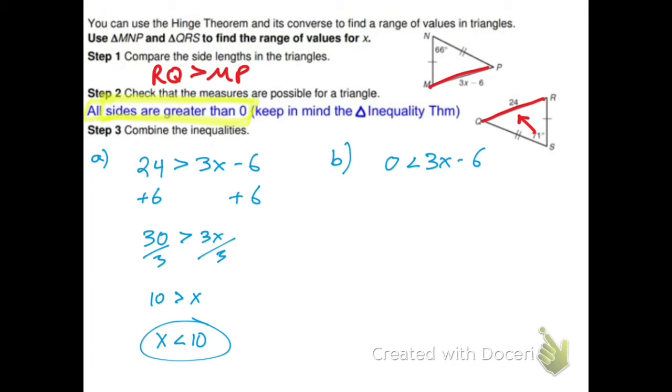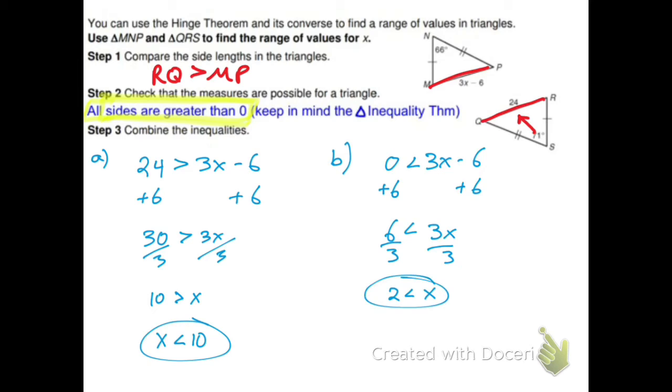Now I use algebra to solve, so I add 6 to both sides. I get 6 is less than 3x. And now I divide both sides by 3. I get that x is greater than 2.